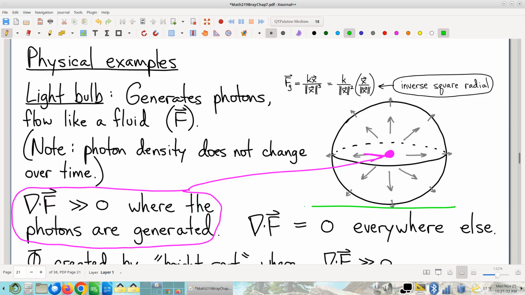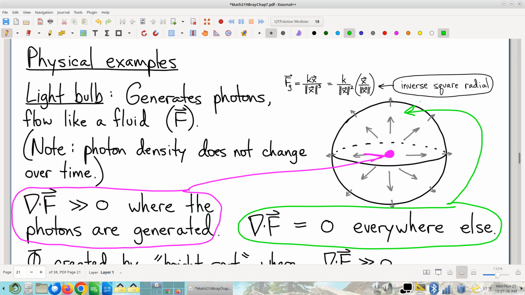And now what about other points? If I were to look right there, and think about how much of the flux that I'm measuring on the boundary is coming from inside some little vicinity, let's say right there where there's no light bulb, let's just think through the mechanics of what's going on here. Are there any photons that are originating in there? No. And divergence points to that perfectly.